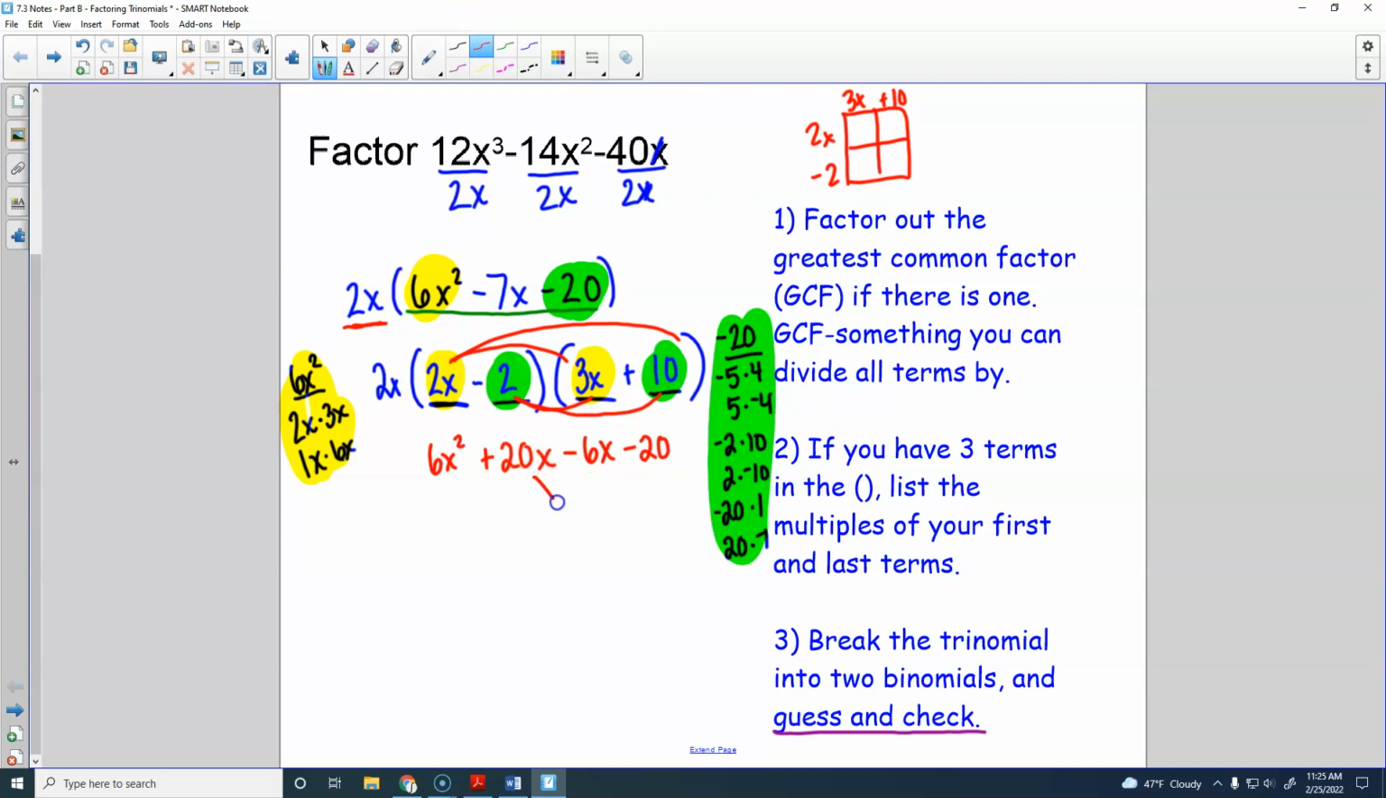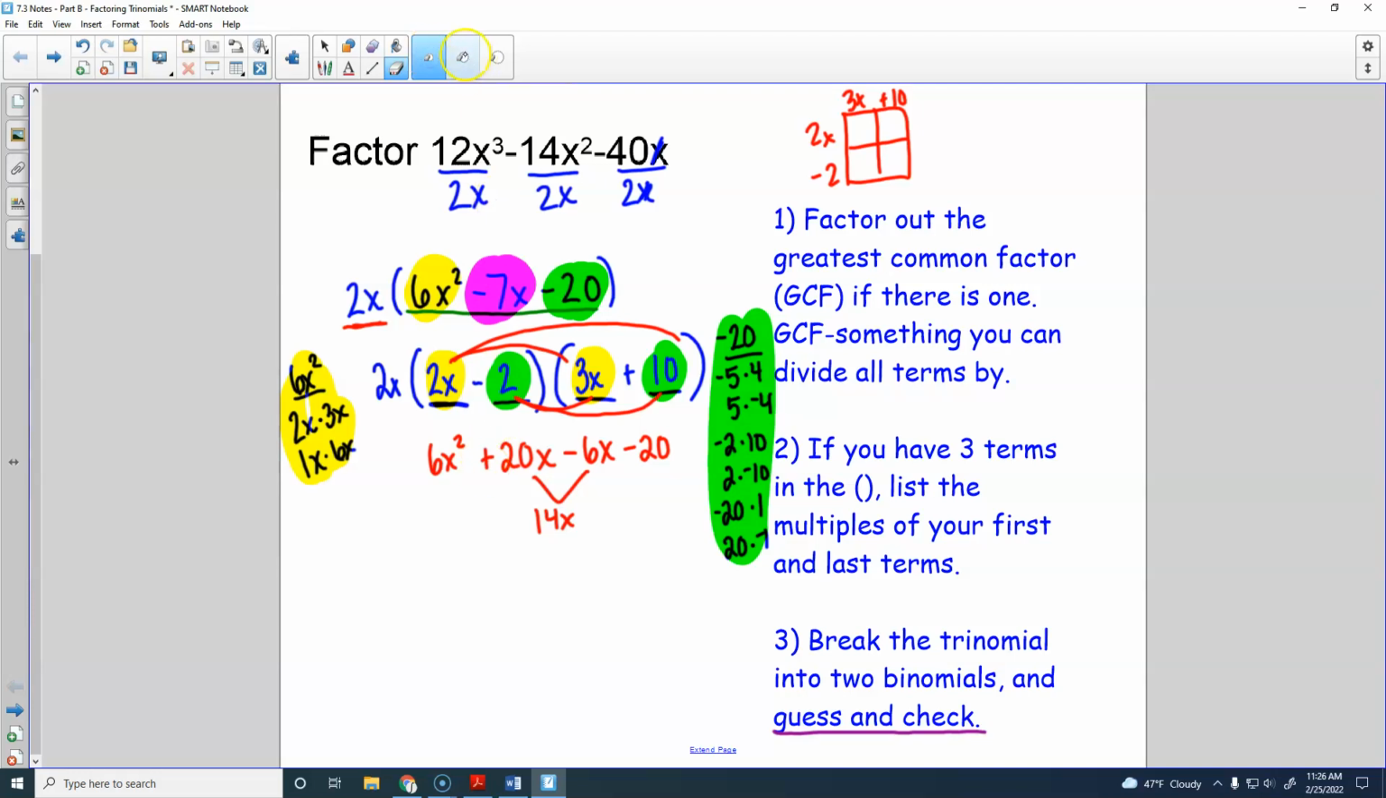I don't think so either, because when we put those middle terms together, what are we going to get? 14x. And 14x is not what we're supposed to get. We're checking to see if we're getting the right middle number right there, which is negative 7x. So, it didn't work. I feel like the negative 2x and 10, I feel like that one's right, but I don't know about the 6x.